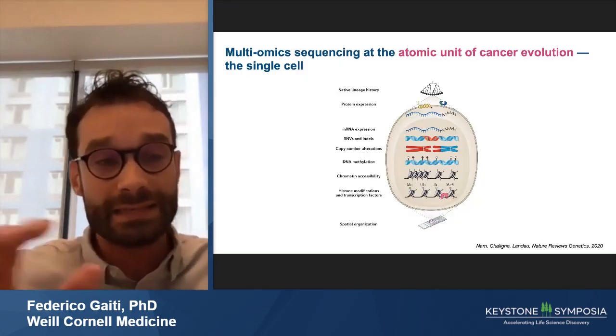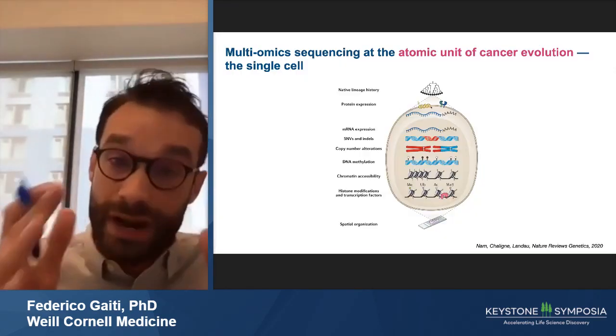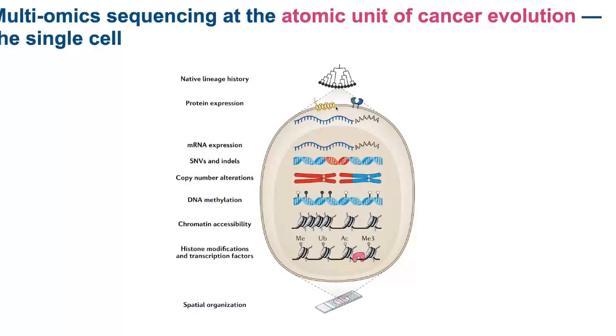So in cancer, genetic diversity drives evolutionary selection. However, in addition to the DNA, there is a whole host of heritable layers of information, like epigenetic layers, that also fuel cancer evolution. And so the study of cancer requires the integration of multiple heritable dimensions at the resolution of the single cell, which is the fundamental unit of somatic evolution.